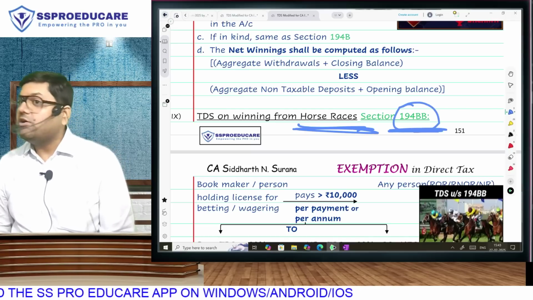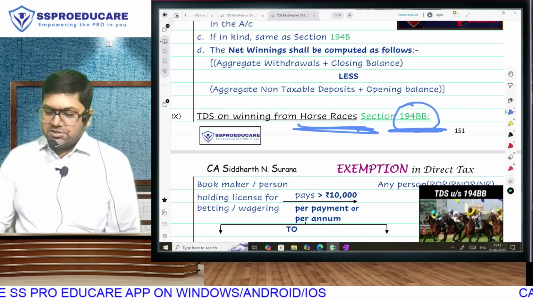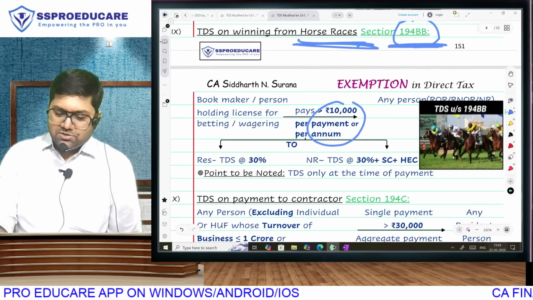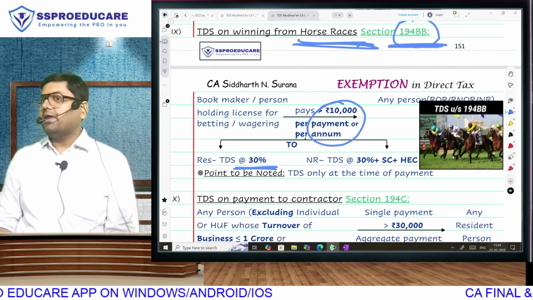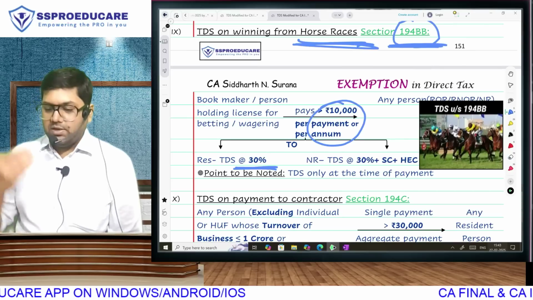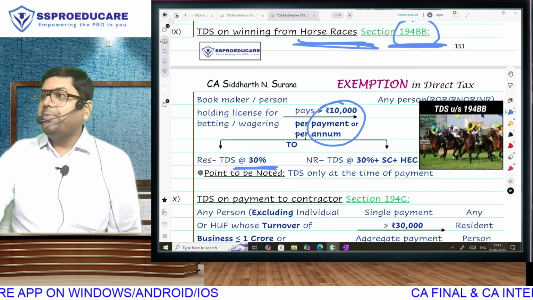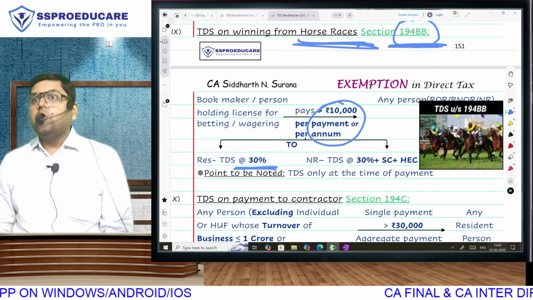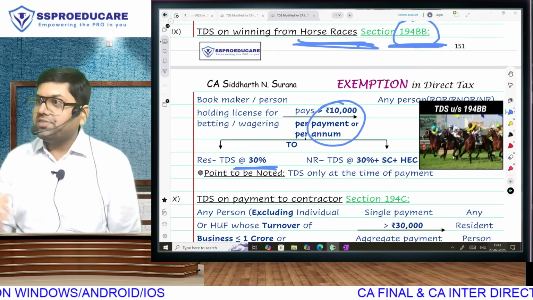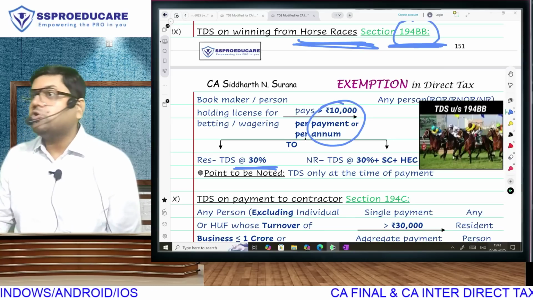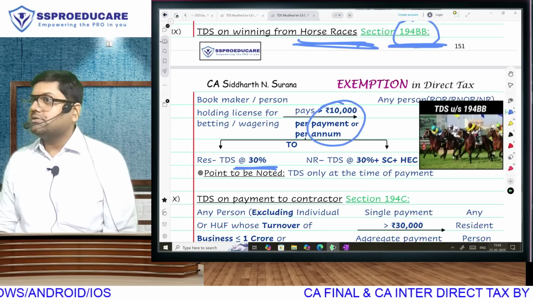Is that also a kind of casual winning? Same rule, more than 10,000 rupees, 30% TDS will get attracted. So do you observe carefully? B and double B have the same content. More than 10,000, 30% TDS. More than 10,000, 30%. Are both of them also casual winnings, whether lottery or horse races?